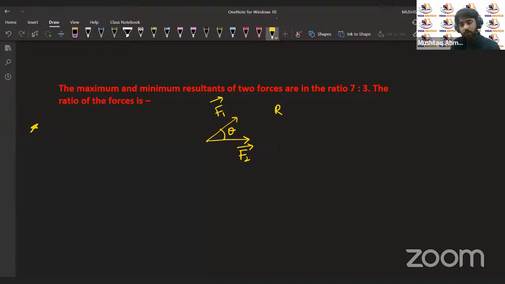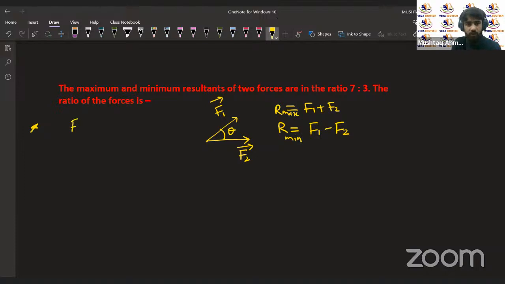So the maximum value we can get for the resultant of these two forces is F1 plus F2, if the two forces are along the same direction. And if these two forces are anti-parallel to each other, we get the resultant as F1 minus F2. So this is the minimum value. This is R max, and this is R minimum. It's given that the ratio of R max and R minimum is 7:3. We have to calculate the ratio of these two forces.